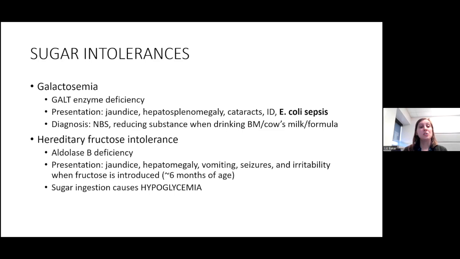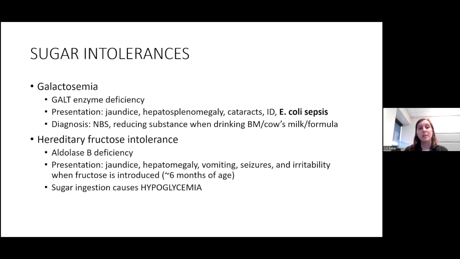The diagnosis is usually now by newborn screen, but they used to do reducing substances when drinking breast milk, cow's milk, or formula. And that would be because the galactose wasn't being processed appropriately.